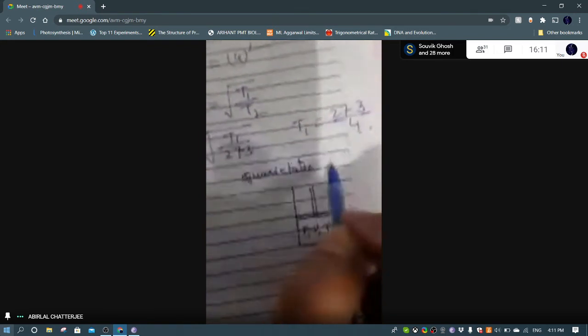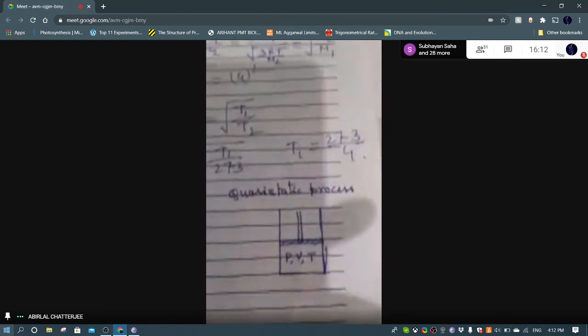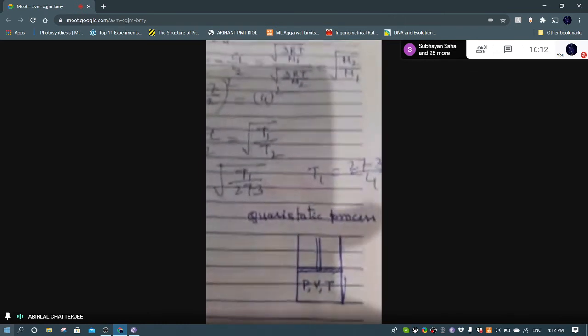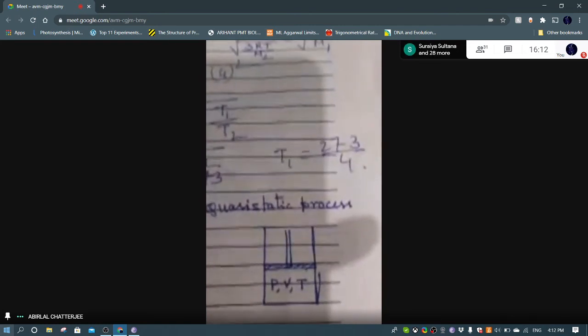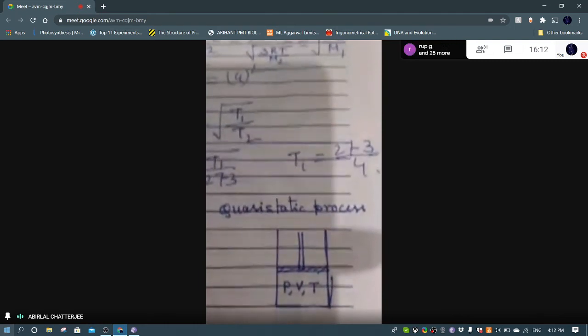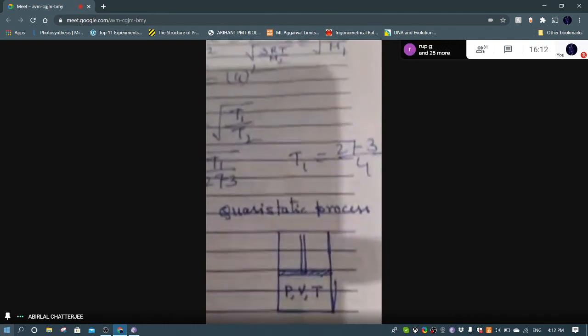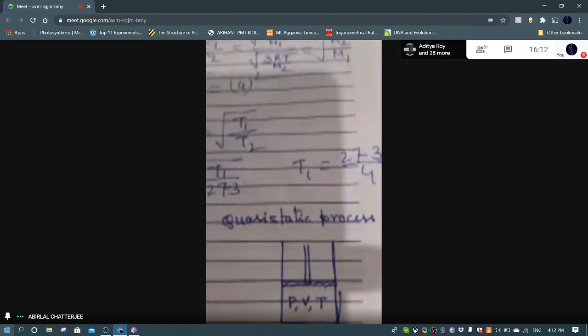Any idea what is that? Or process? Sir, a process which is not entirely static, partially static. Okay, I'll tell you what it actually means. This is a very important term. Quasi-static means all processes are very small deviations from equilibrium, that means every state is infinitesimally close to its previous state. Am I right, sir?